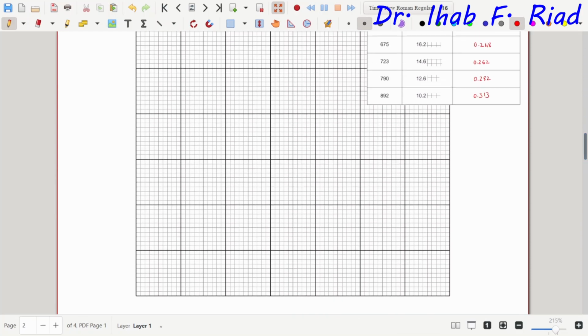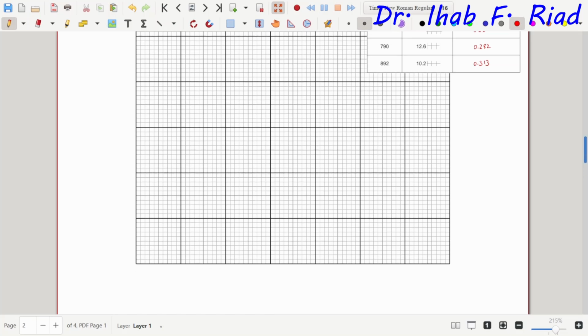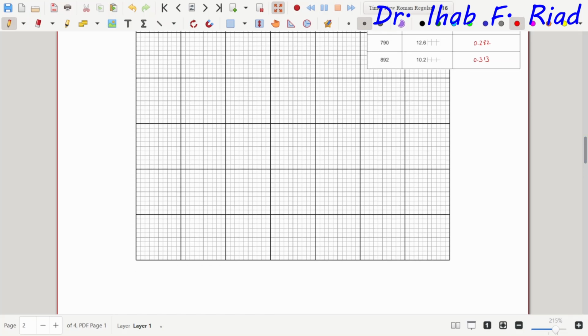The first thing that we need to do is get the dimensions of the graph plot, meaning we need to see how many squares we have on the x-axis and how many squares we have on the y-axis. If we start counting the squares on the x-axis, we have 1, 2, 3, 4, 5, 6, and 7. So we have 7 squares on the x-axis.